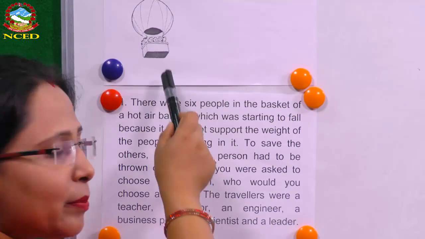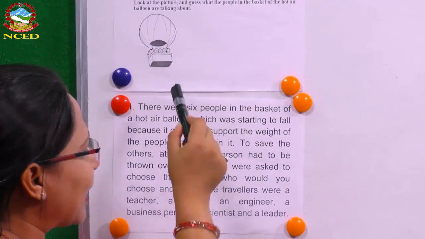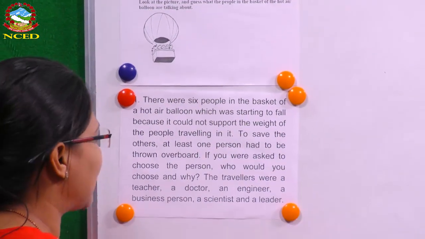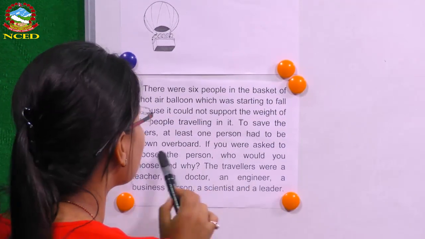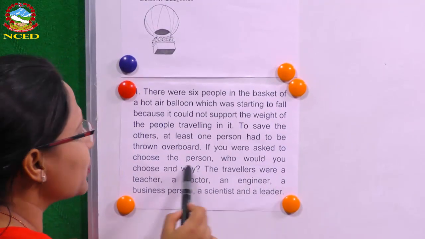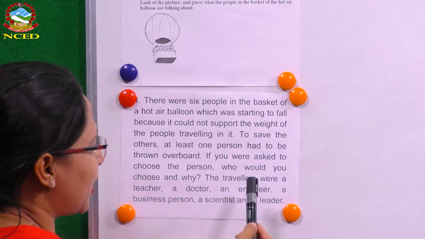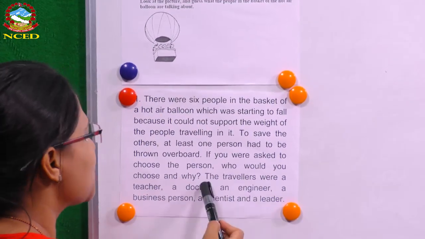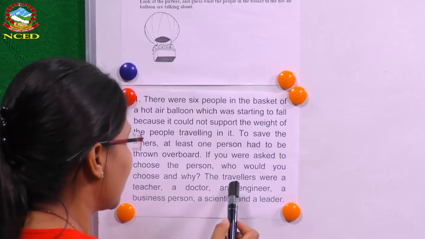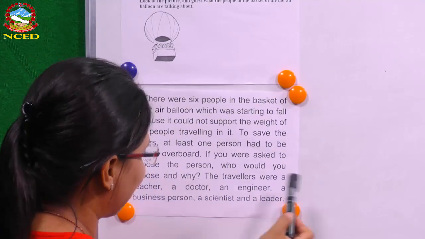So यसले त्यो मान्छेको भार थाम्न सकिरहेको थिएन. So at least one person had to be dropped down, okay? If you were asked to choose the person, who would you choose and why? यदि तिमीले त्यो एउटा मान्छे छान्नु पर्ने भएको भएदेखि who would you choose? So this is a hypothesis, okay, kalpana. This is not about a real thing.